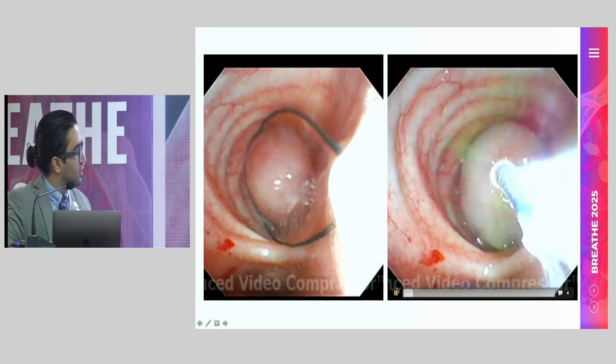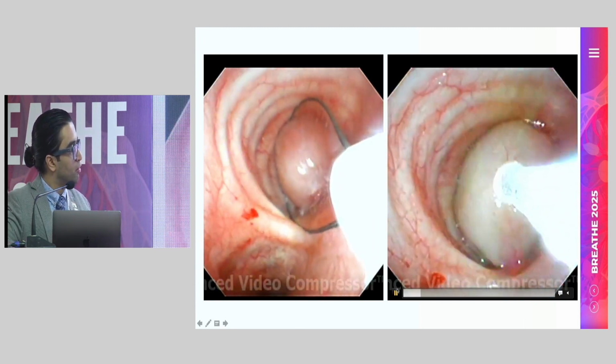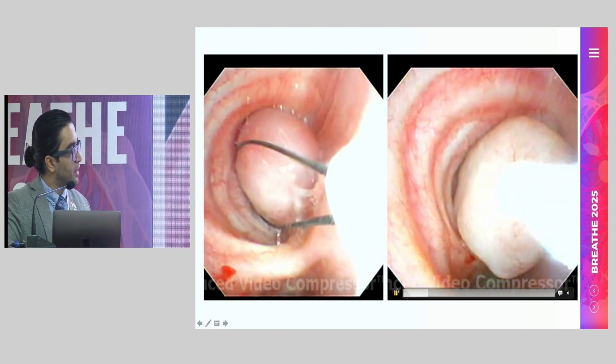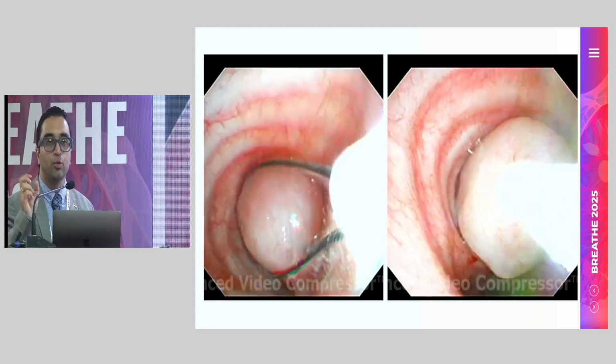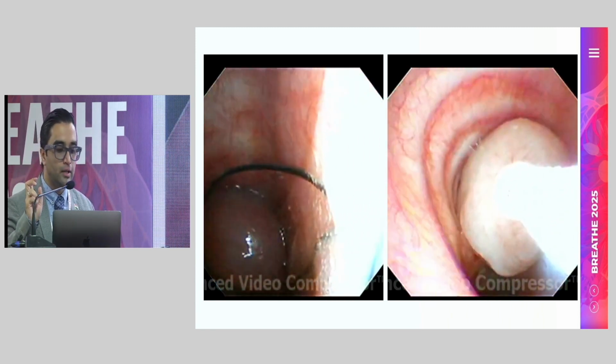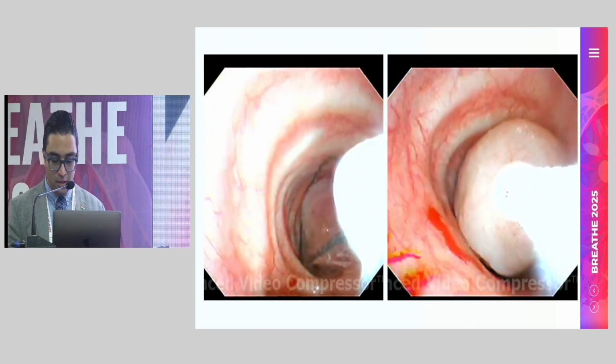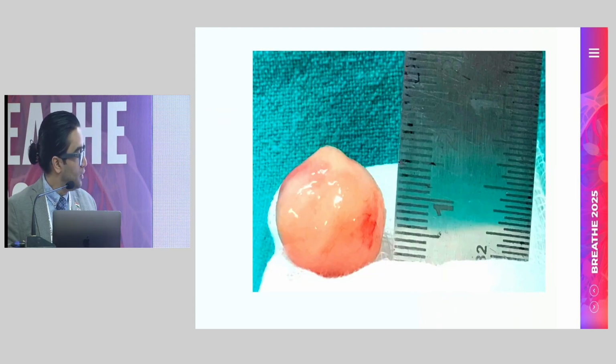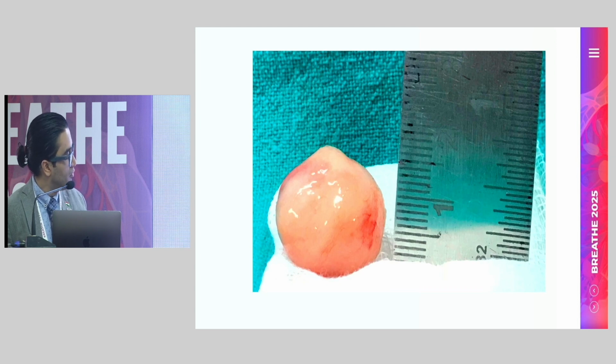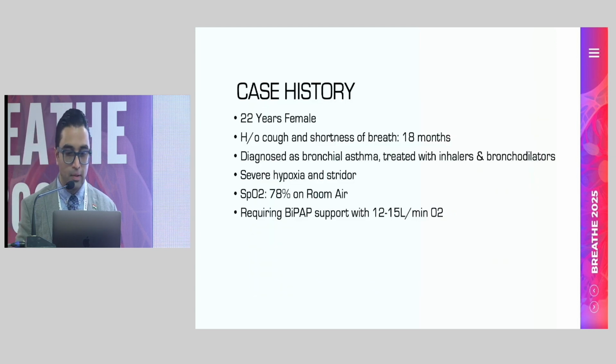And also this is the cryoprobe. You can see the cryoprobe is being activated. As explained, the cryoprobe is coming in contact with the target tissue and leading to freezing of the tissue, and this whole mass is being removed en bloc. So this turned out to be a case of endobronchial leiomyoma. As you can see, the size of the tumor is much larger than expected.